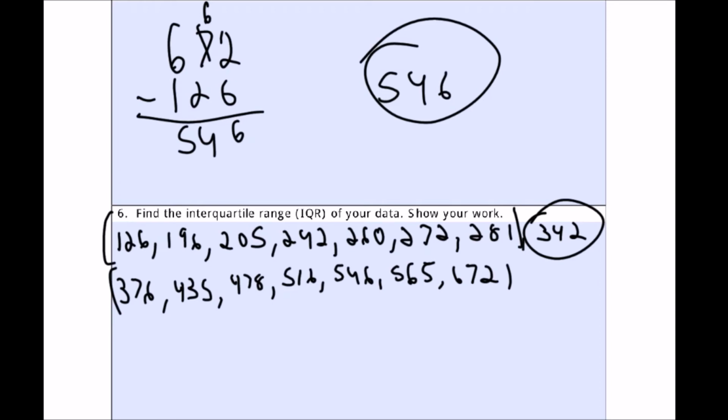So what you're doing here is finding your quartiles, and then you can find your interquartile range. So I'm going to find my median just the same as I did before. I got 242 for the lower numbers, and then for the higher numbers, do the same thing. I got 516. So my quartile 1 is 242. My quartile 3 is 516.